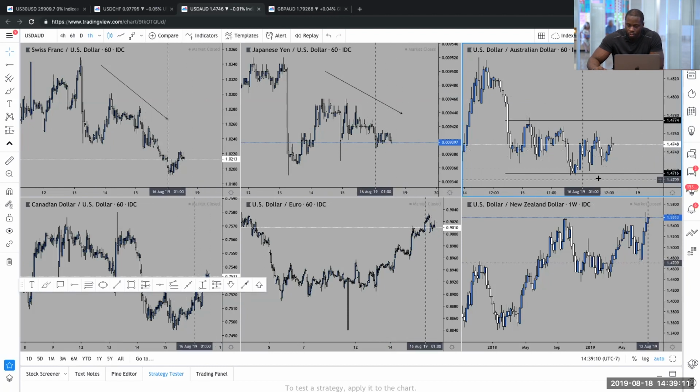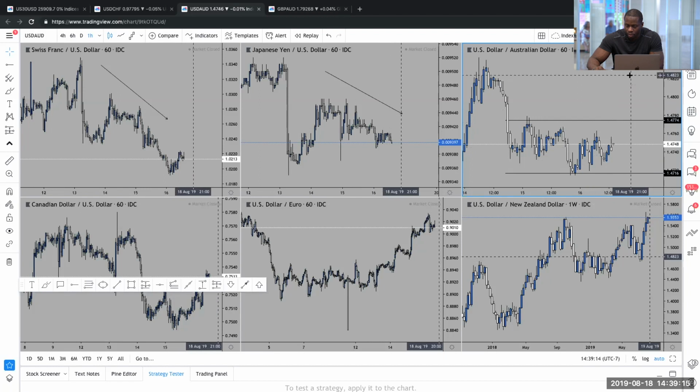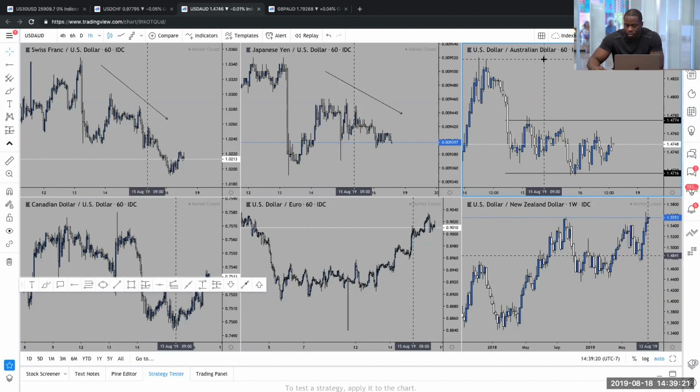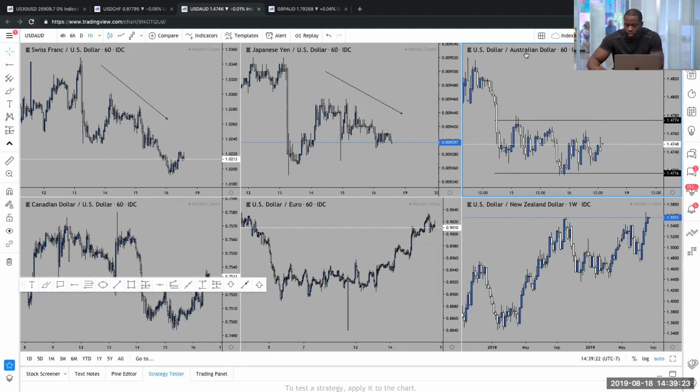So what I'm looking for is for it to break price and then retest and then be continuation. So that's showing that our base pair is strong and then our counter pair is weak. So we will be expecting the Australian dollar to be coming down. So that is one pair that we're going to keep in mind on Australian dollar pairs.